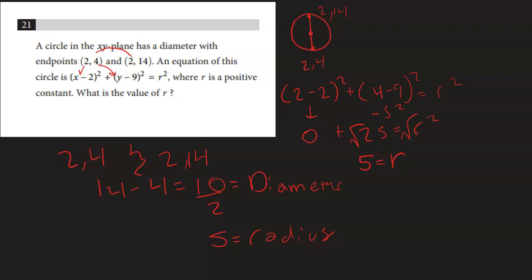And so that would be a quick way to find it. Or you can just do the plug and chug method of putting 2 and 4 or 2 and 14 in this equation. Either way, you would still find r.